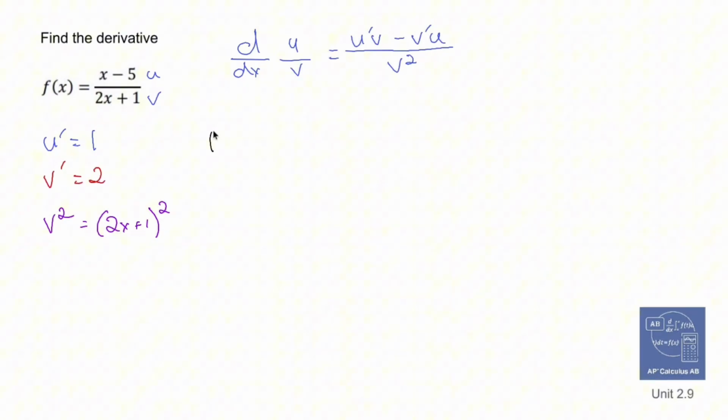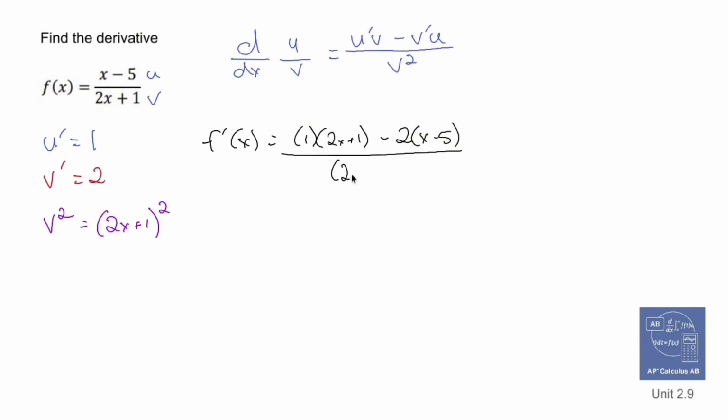So let's set it up. f prime of x is going to equal u prime, which is 1, times v, which is 2x plus 1, minus v prime, which is 2, times u, which is x minus 5, all over v squared, which I'm keeping as 2x plus 1 squared.